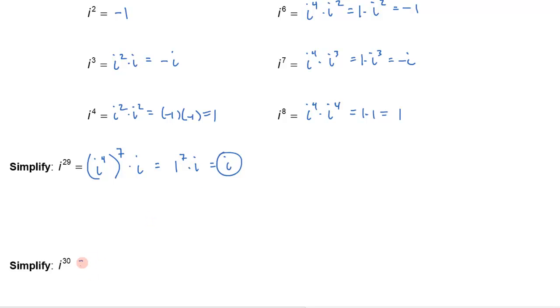Same thing if I had i to the 30th. Just write that as i to the fourth and say, well, how many times does 4 go into 30? Well, it also goes 7, but there's 2 left over, right? So this is i to the 28th times i squared. That makes i to the 30th. So this is 1 to the 7th power times i squared, which is 1 times -1, which is going to be -1. Okay.